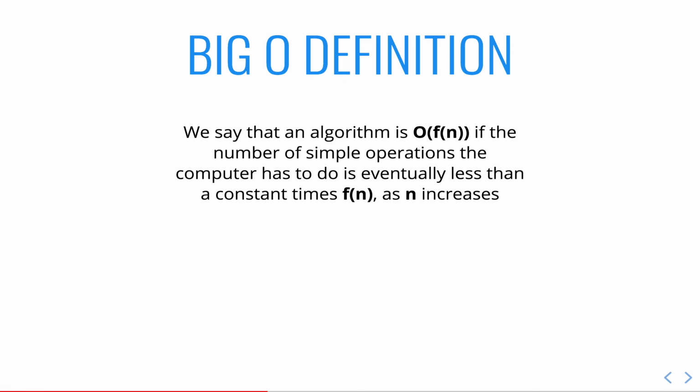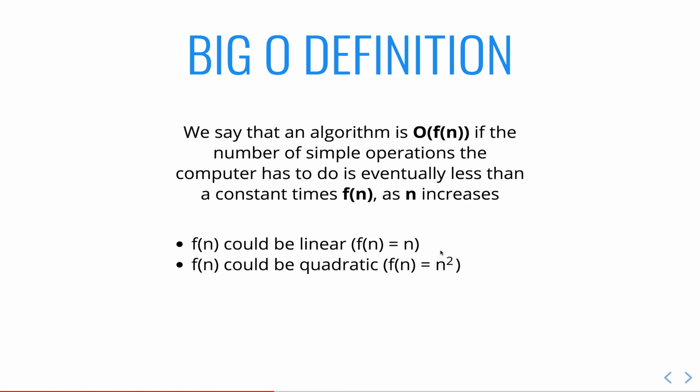So here's the actual definition. We say that an algorithm is O of a function f of n if the number of simple operations the computer has to do is eventually less than a constant times f of n, the function, as n increases. What this is really saying is that there's some function. It could be a linear function of n, a quadratic function n squared, or a constant function of just 1. Whatever this function is, when we say an algorithm is O of n or O of n squared, O of that function, we mean that as n grows, the amount of operations, the time it takes, is going to grow roughly in proportion with this function.